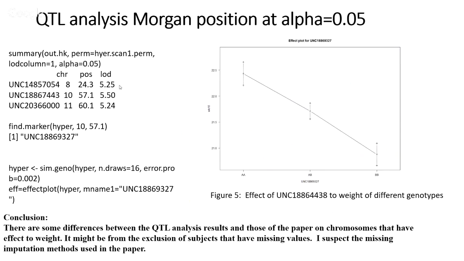Okay, my final conclusion is that there are some differences between my QTL analysis results and those of the paper on the chromosomes that affect the weight. It might be from the exclusion of the subjects that have missing values. I suspect the missing data imputation method in the paper.